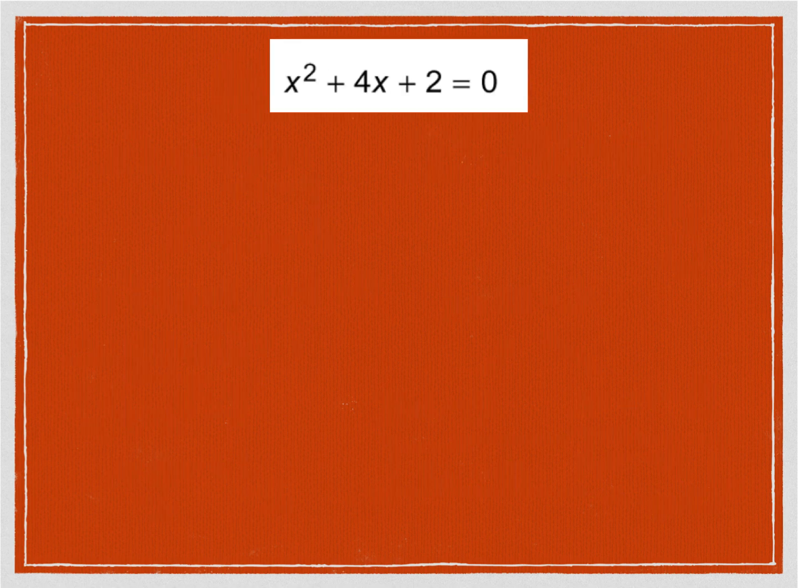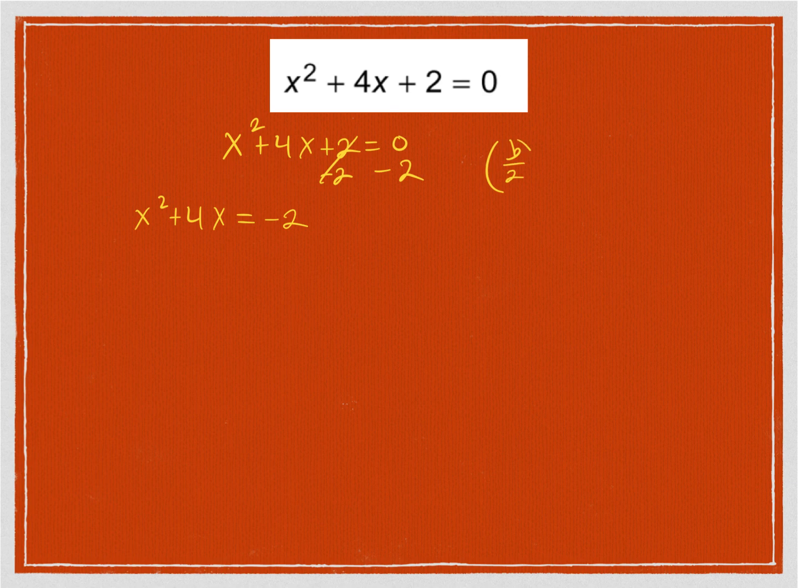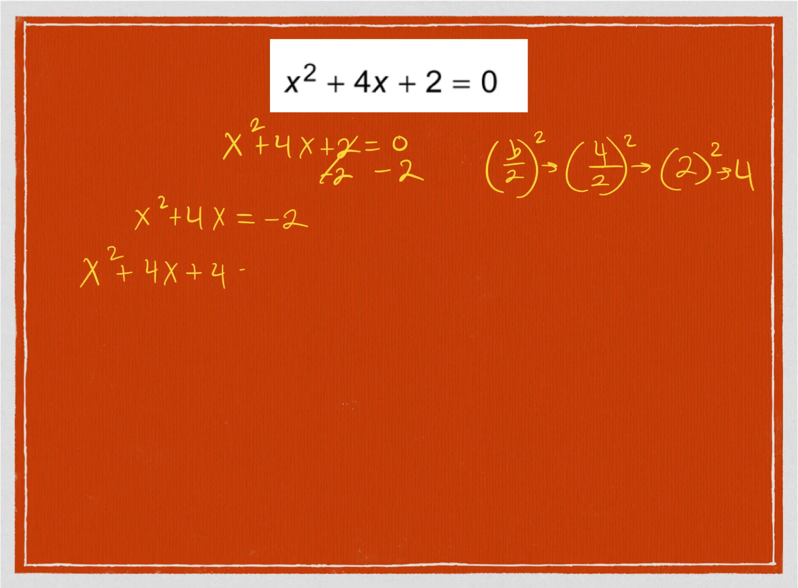So for this one, first things first, x squared plus 4x plus 2 is equal to 0. Let's move that 2 to the other side. So you're left with x squared plus 4x is equal to negative 2. Now, we notice that the a is equal to 1, so we can go ahead and do the b over 2 squared. So it's going to be 4 over 2 squared. This is going to be 2 squared, which is going to give us 4. So I'm going to add a 4 on both sides. So I'm going to get x squared plus 4x plus 4 is equal to negative 2 plus 4.